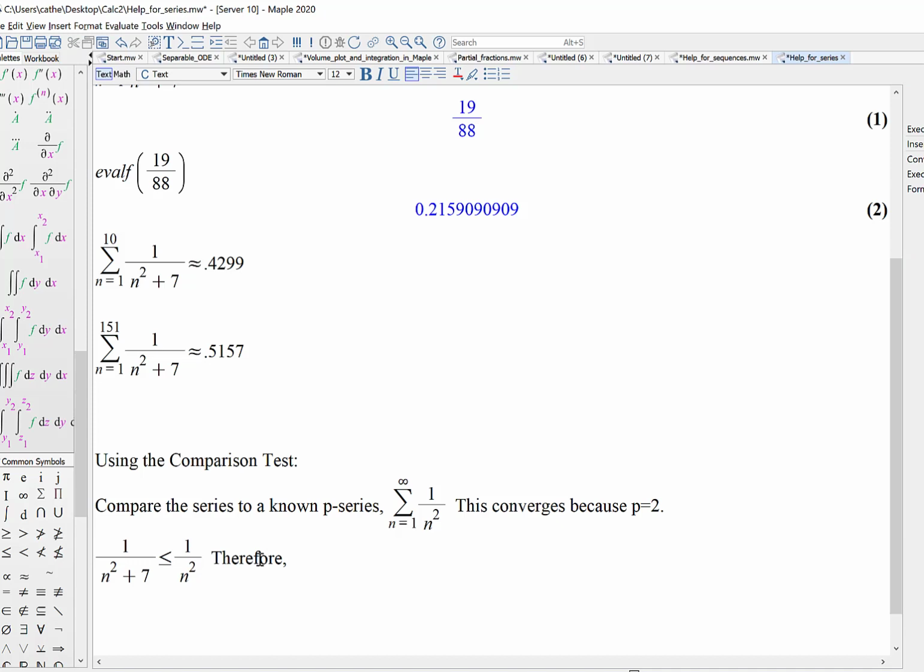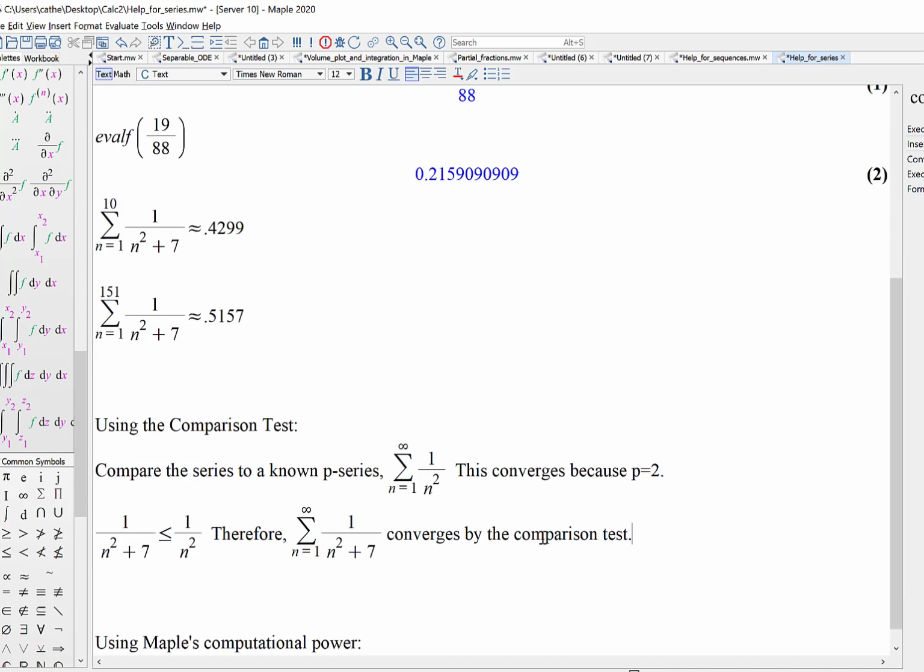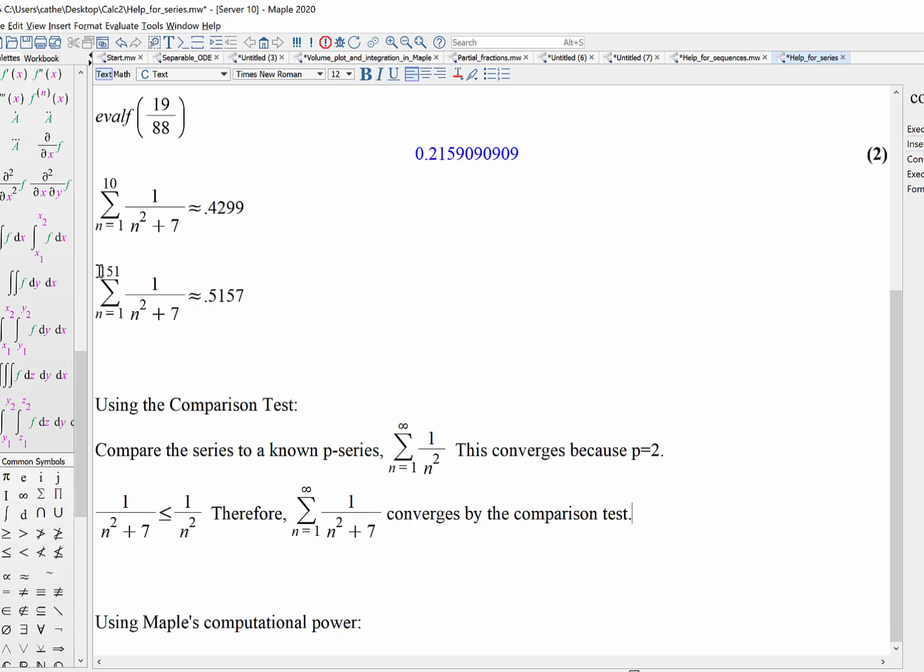Therefore, our series that we're interested in, and I'll just replace this with the infinity sign, converges by the comparison test. So we do know that the series converges. We know that if we could possibly add up infinitely many terms, we would get a value. More precisely, if we take the limit of the partial sums, as this upper value goes to infinity, we will get a value.